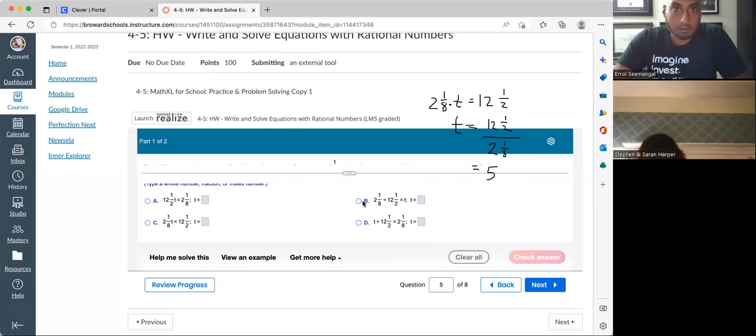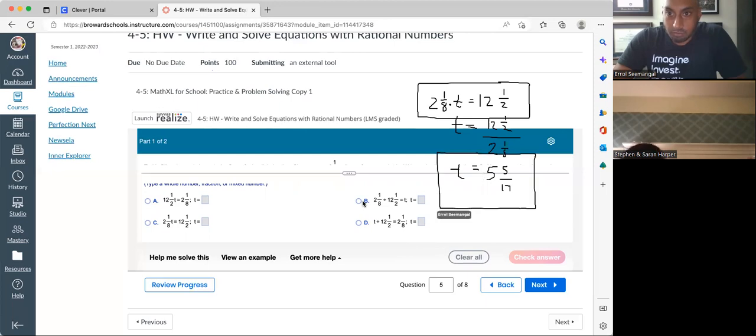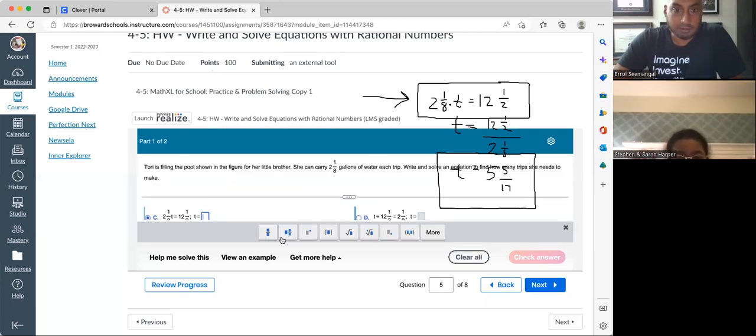5 and 5/17. Okay, so look, here's the original equation, and here's what t equals. So which one does that match? Okay, so look at this one first. Which one does that match? A, B, C, D. C? Yep. Now just type in the 5 and 5/17.